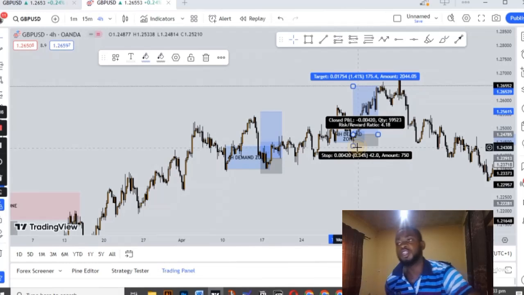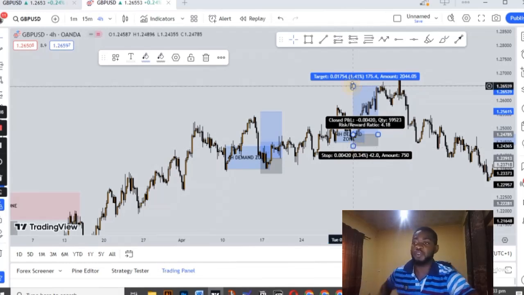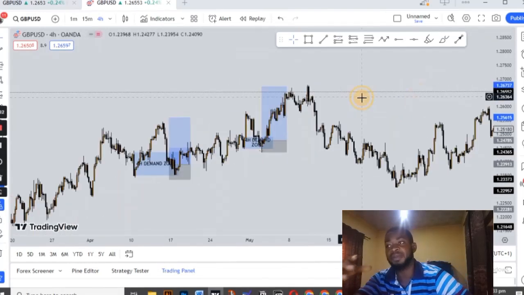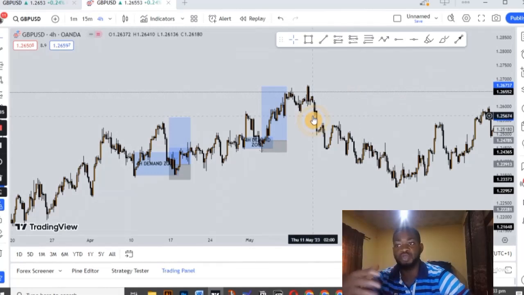When I mark out my zone on 4 hours time frame, I go to 15 minutes to refine it. I refine the zone, make it smaller, so that when price comes there, it reduces my stop loss to at least 15 pips or 20 pips, at most 25 pips, so that I can increase my lot size. You understand? In the market, you have to understand that risk management helps you to stay in the market. So you have to understand which lot size to use and when not to use a particular lot size.